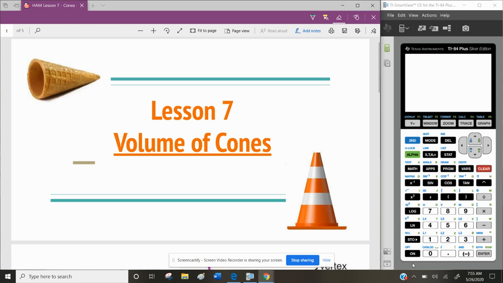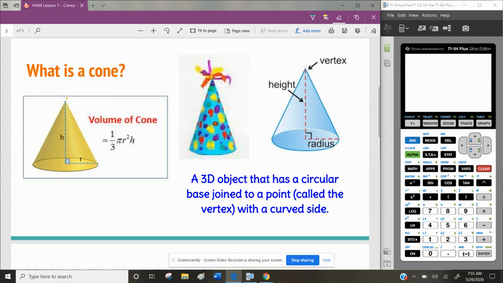This is Numbers with Nicole, and we're going to do a lesson on finding the volume of cones. What is a cone? A 3D object that has a circular base. So the base has to be a circle, and there is only one base. Pardon my terrible circle there. So here's our circular base, and it has to be joined to a point.